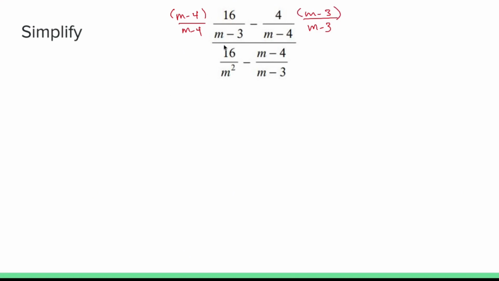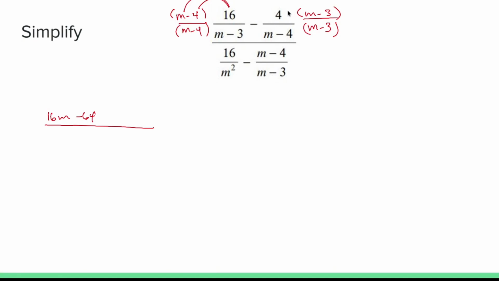Right now we're just focusing on everything above this huge fraction bar. We're not even touching this guy, not quite yet. We will, but not quite yet. Right now, by doing what we did, we have a distributive property problem. So we have 16 times m, which is 16m, 16 times negative 4, which is negative 64.